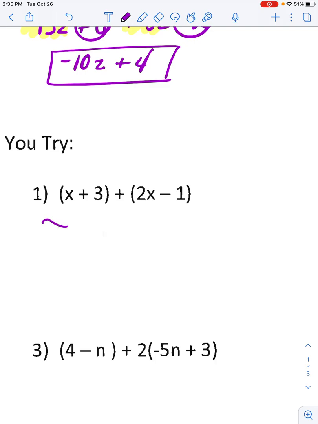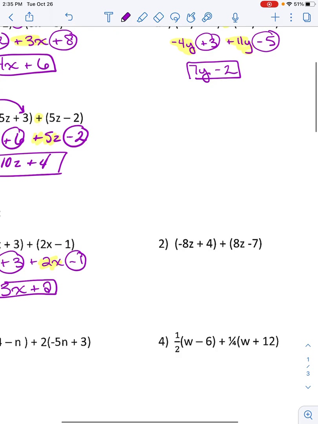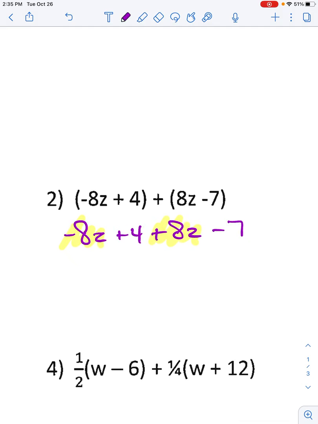Number 1, we are adding the 2, so I can bring everything straight out of parentheses and combine like terms. 1x plus 2x gives me 3x, and 3 minus 1 is a positive 2. Number 2, nothing to distribute, and we are adding, so I have a negative 8z plus 4 plus 8z minus 7. When I combine like terms, a negative 8z plus 8z is 0. Please don't write 0 z's. We just don't write anything. And then 4 minus 7 would be a negative 3.